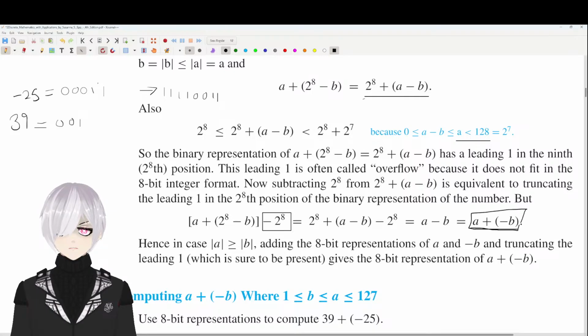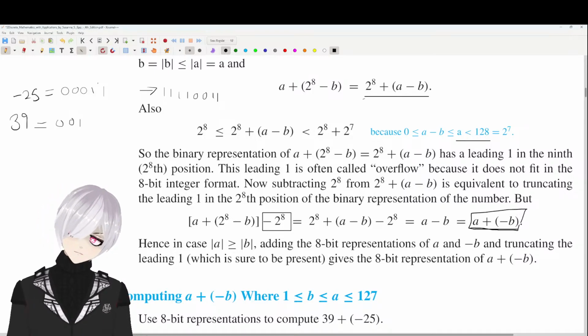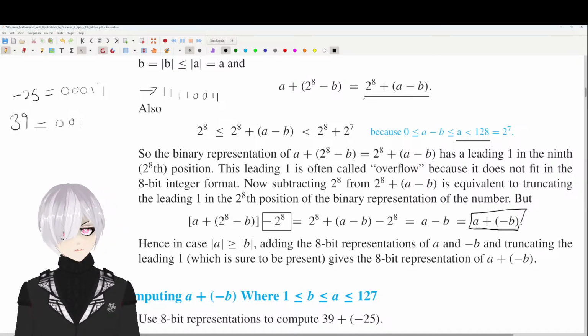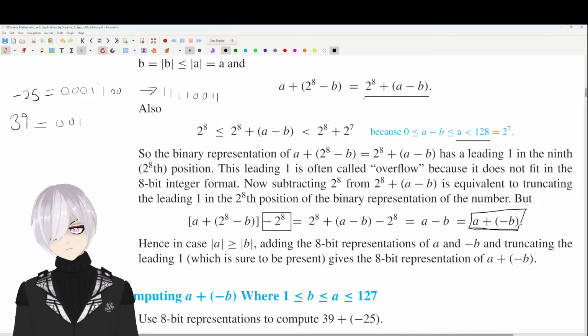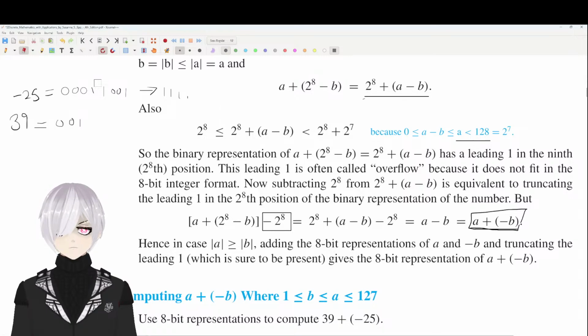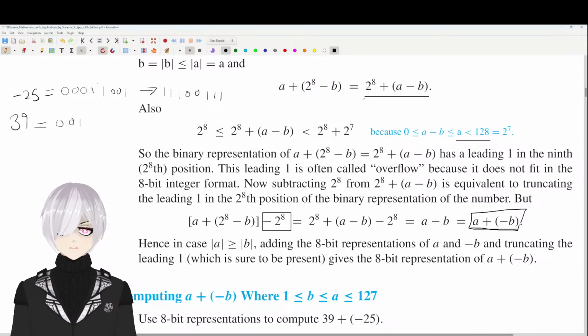So we have 16 plus 8 plus 1. We have a 0 in the fours place and a 0 in the twos place and then a 1 in the ones place. And then flipping the bits, if we add one, we get this.